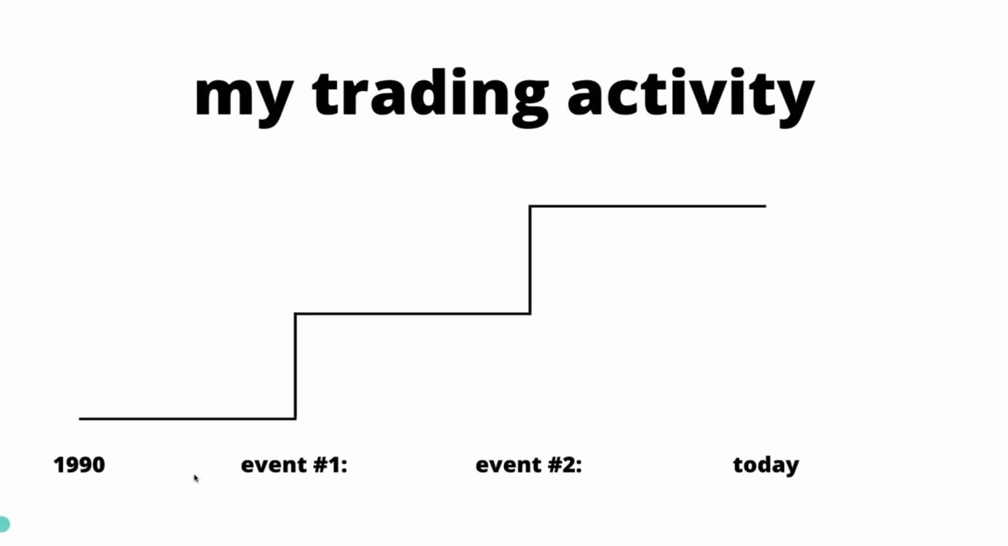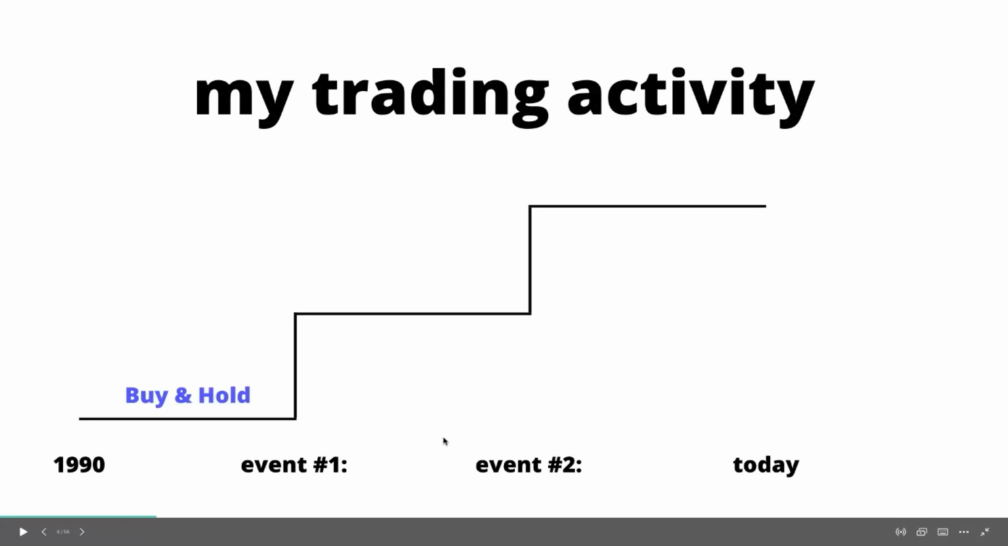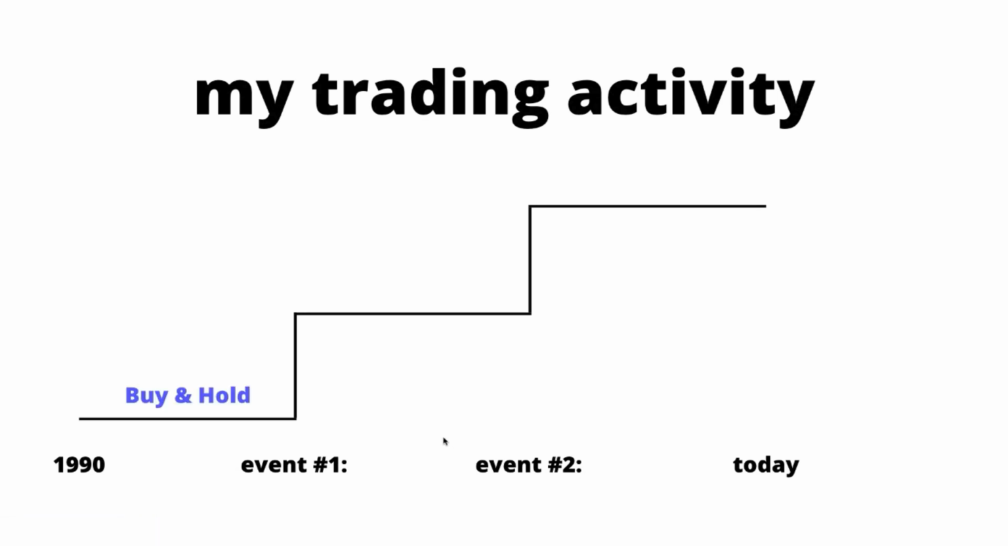In this first event, up until that time, I had been doing buy and hold investing, right? So I buy stocks and I just hold them. The whole intent was to accumulate a portfolio of stocks that I would hope would rise in value over time, so by the time I retired, I'd have a portfolio worth more than what I paid for, as a way of accumulating wealth.